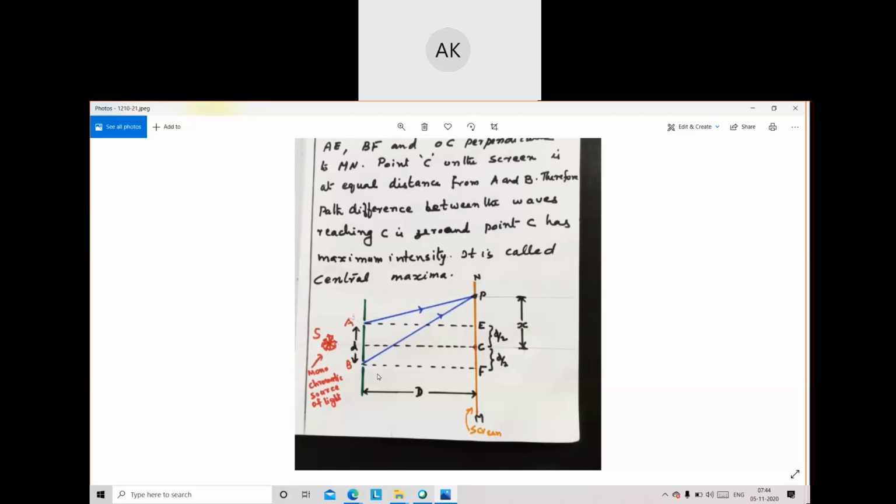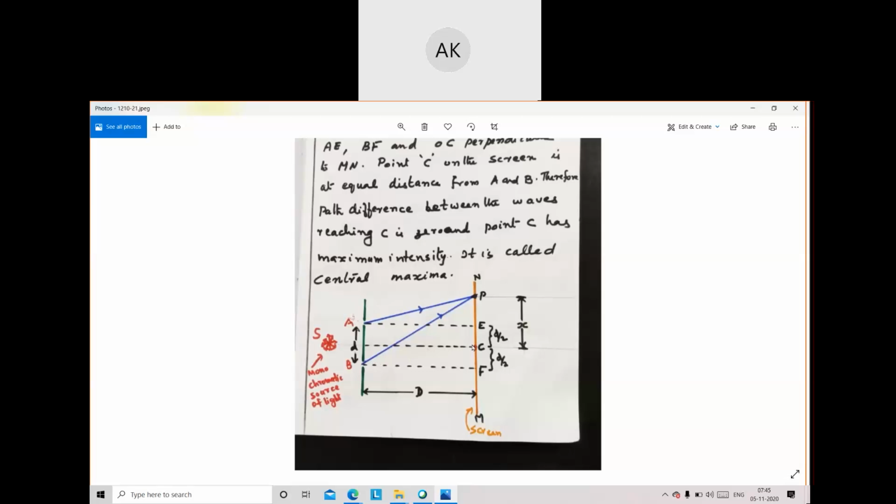I'll ask a question. All of you listen well. What is the path difference between the two waves coming from A and B and reaching this point C, at the middle point of the screen? That means corresponding to the middle of the two slits. Is there any path difference? The wave from A reaches here and the wave from B reaches here. What is the path difference?